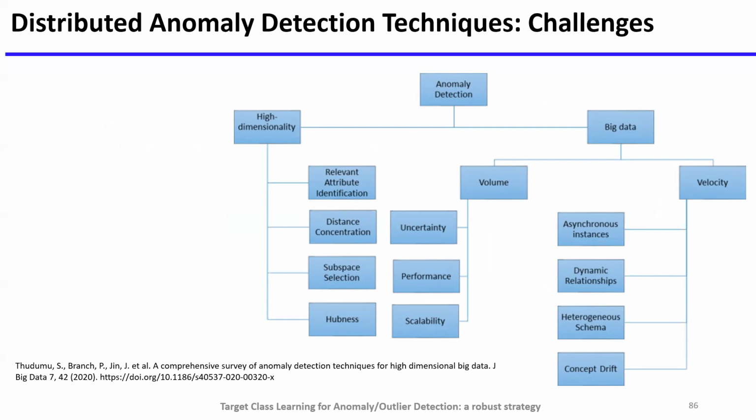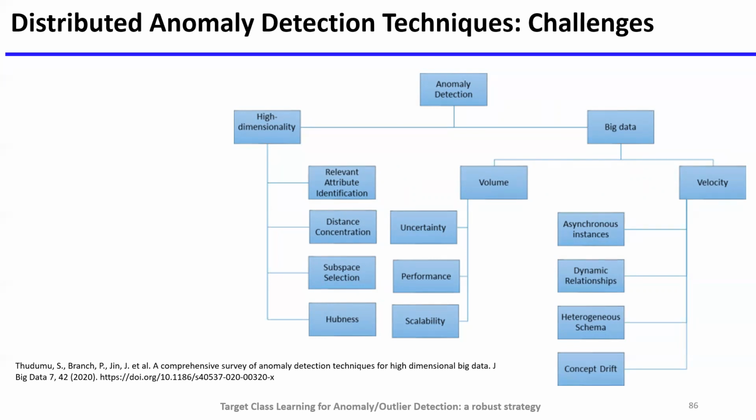So, most of the important challenges are that we are having much high volume data. High volume data has difficulties in terms of handling its uncertainty, its performance expectation, and its scalability. Similarly, if we consider the velocity part of the distributed environment, sometimes the data instances are asynchronous, sometimes they have dynamic relationships, they are heterogeneous in nature, and they suffer from concept drift. So basically these are the things.